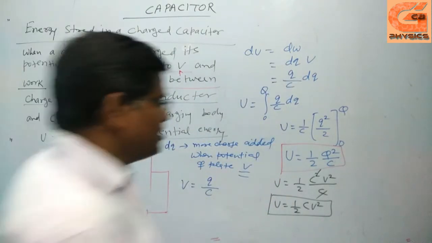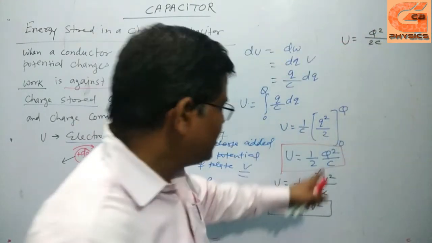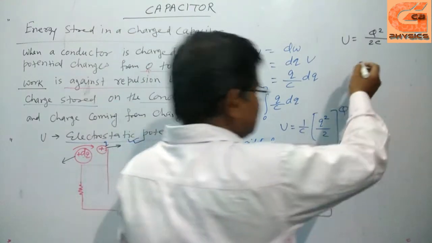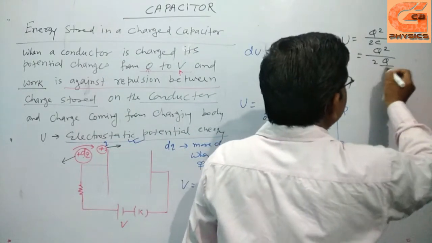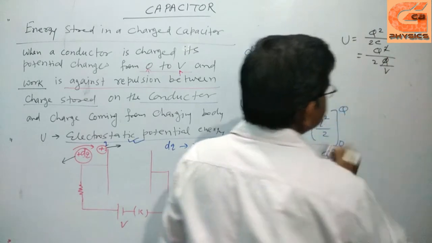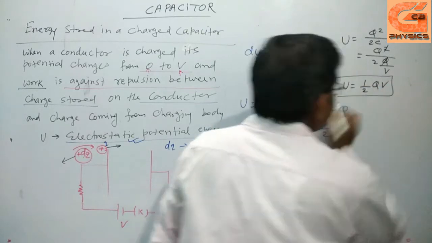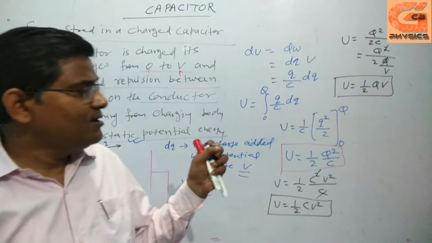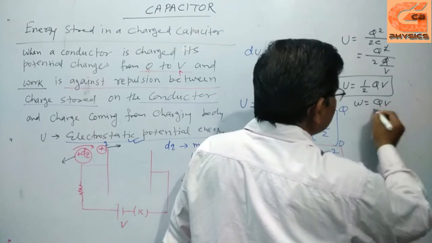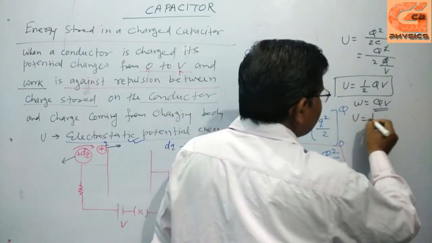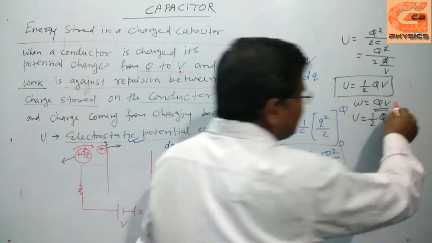One more format: U equal to Q square by 2C. Since C is equal to Q by V, one Q cancels out, and the potential energy is 1 by 2 QV. One thing I want to explain here: the total work done is QV, and the potential energy is 1 by 2 QV. This means the potential energy is decreased by 50%.